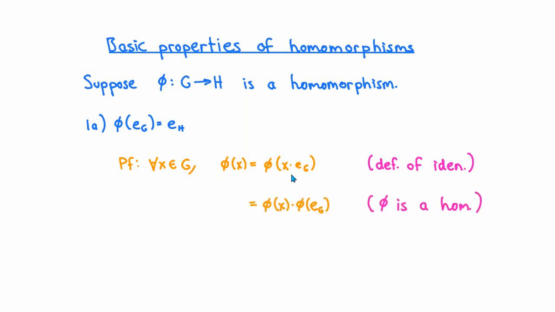But because phi is a homomorphism, phi of x times the identity is equal to phi of x times phi of the identity. And now, just by left multiplying both sides of this equation by phi of x inverse, we conclude that phi of the identity in G must equal the identity in H. So that was the first property.